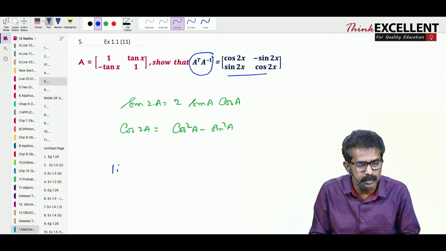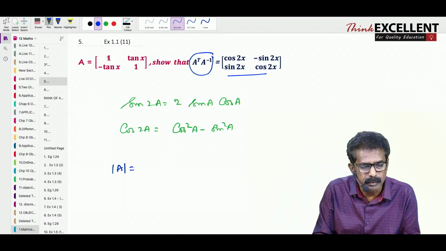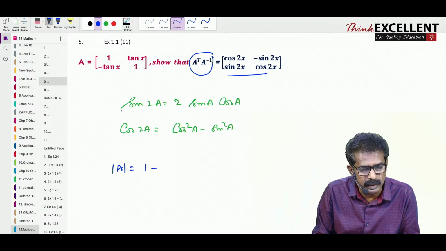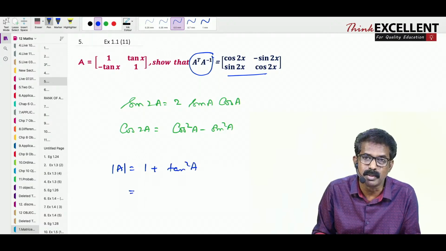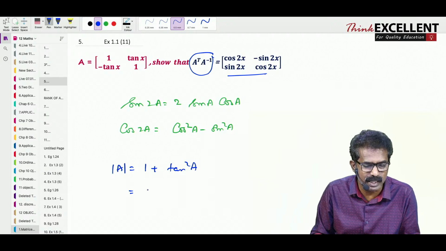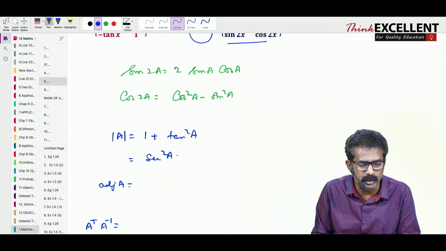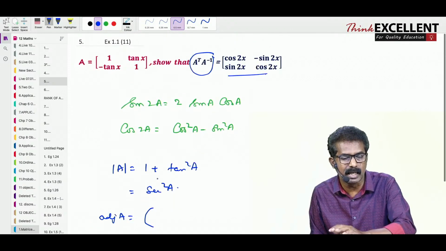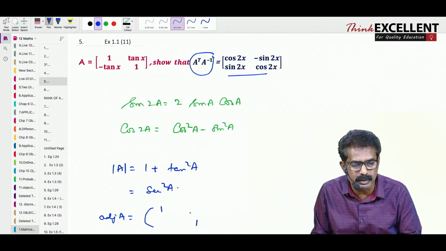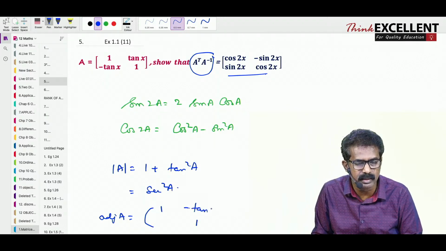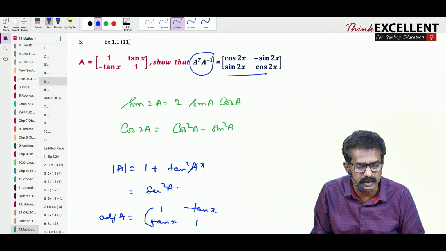So let us find determinant A. I'll write it directly. Because 1 into 1, 1 minus tan square, it is plus tan square. This is the trigonometric identity from the next result, which you studied in 10th standard. 1 plus tan square A is what? Secant square A. So determinant A is secant square A. You can write adjoint A in one step, 2 by 2 only, no? So you can write directly. Principal diagonal elements interchange. 1 1 no change. Other two elements change the sign. Minus tan x, here tan x, changing the sign. Here instead of A it is x, so tan square x.